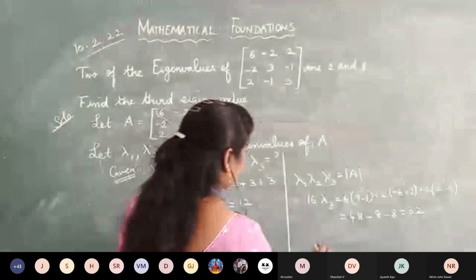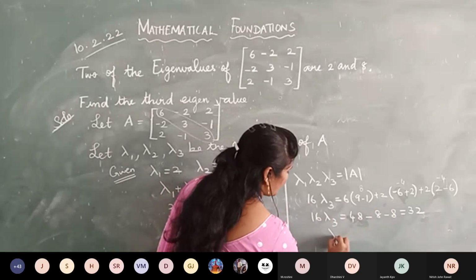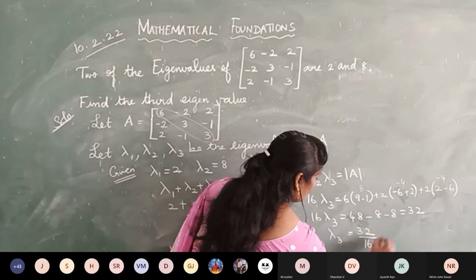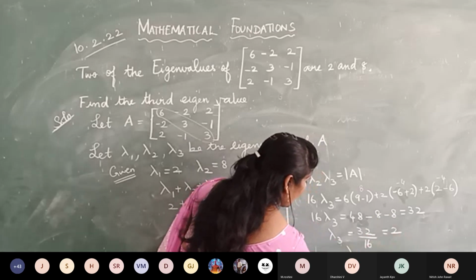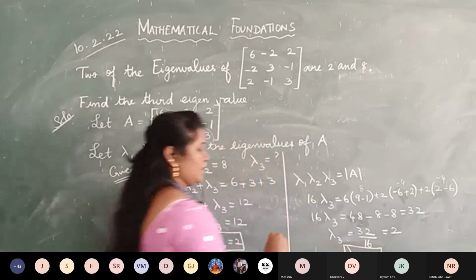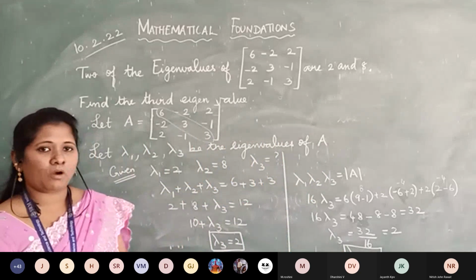So it is equal to 32. So your 16 lambda 3 is equal to 32. So your lambda 3 is equal to 32 by 16, which is equal to 2. So your lambda 3 is equal to 2, your third eigenvalue. Okay. You can do this format or this format.